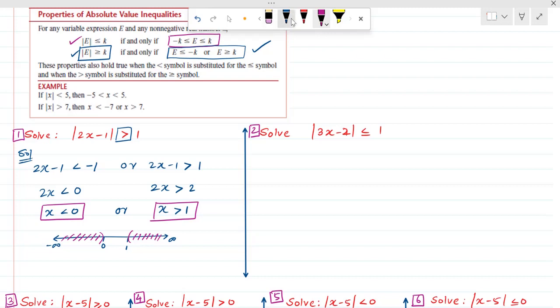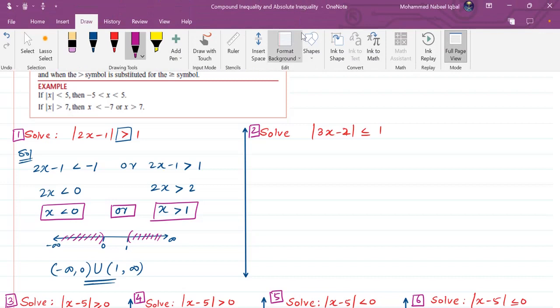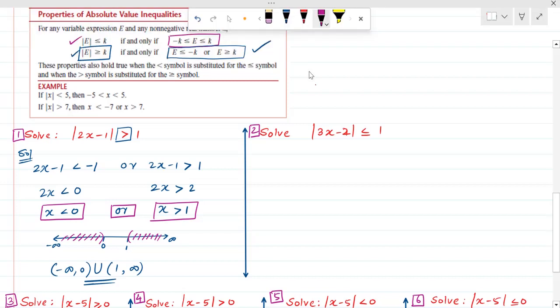So you will write it like this. So how will you write? Minus infinity to 0 union 1 comma infinity. So there is a gap, which means you have to connect by means of union, since "or" is nothing but the union and "and" is nothing but intersection.